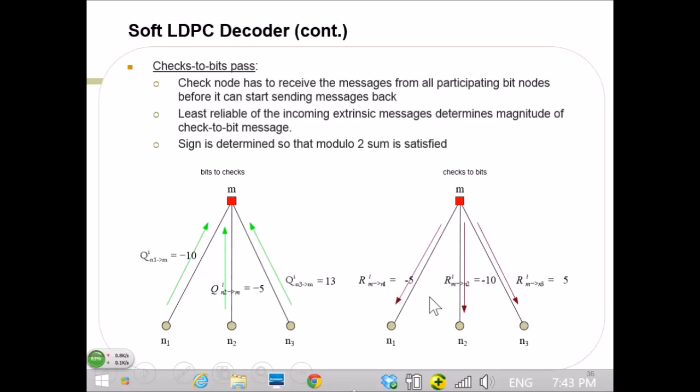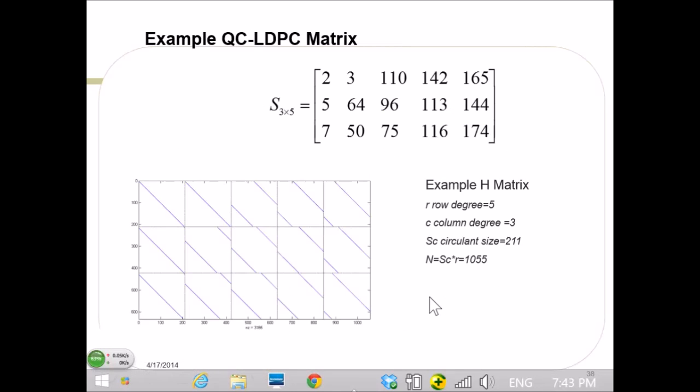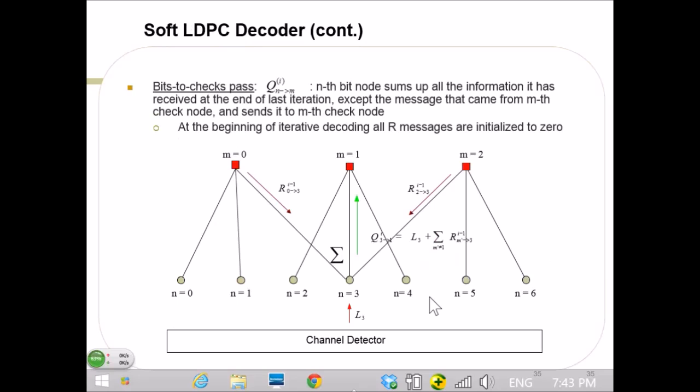Give me 1 second here, whether I have it. Yeah, I think I probably moved that. Give me 1 second here.